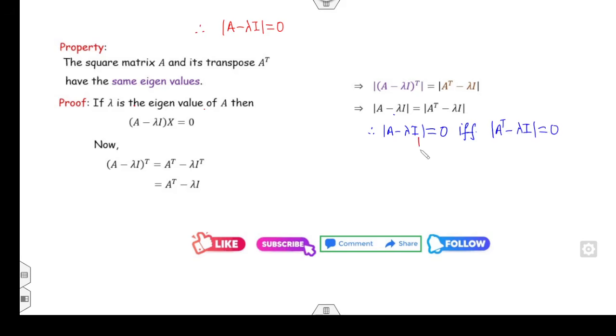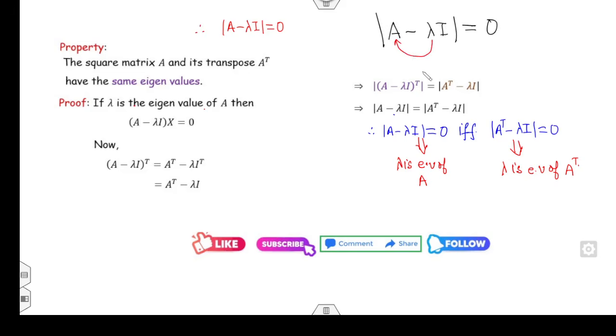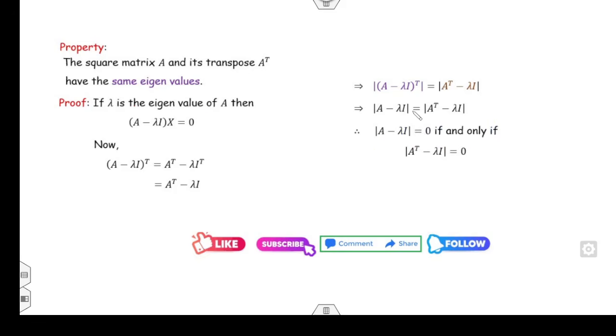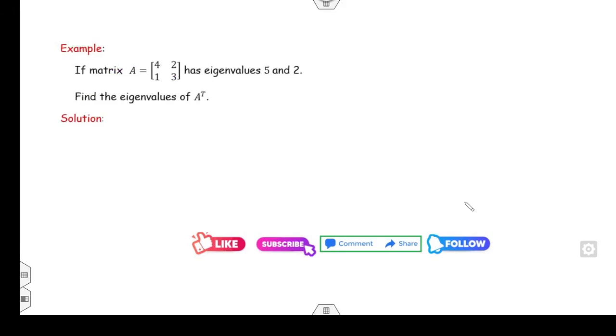Fine. What does it mean? This implies lambda is an eigenvalue of A, and by using the definition, lambda is an eigenvalue of A transpose. Why? Because whenever you can write A minus lambda I is 0, that means lambda is an eigenvalue of the matrix A. And if you look at that, lambda is an eigenvalue of A transpose, lambda is an eigenvalue of A. That implies lambda is an eigenvalue of A if and only if lambda is an eigenvalue of A transpose. Look at the numerical example.